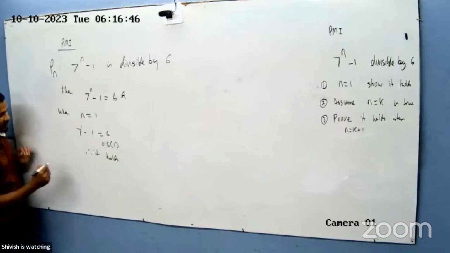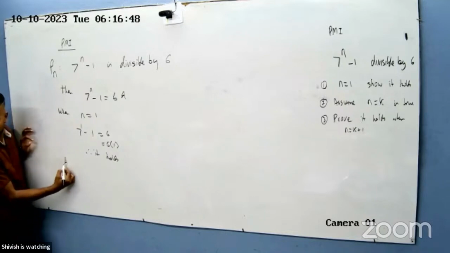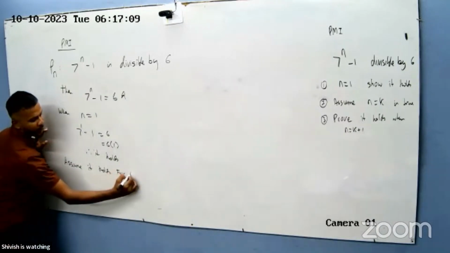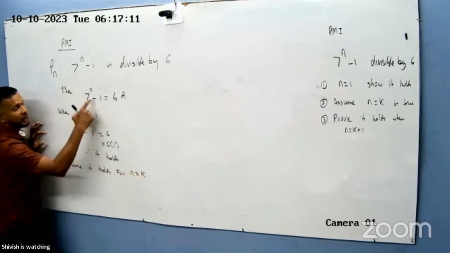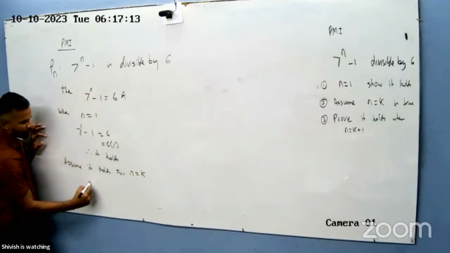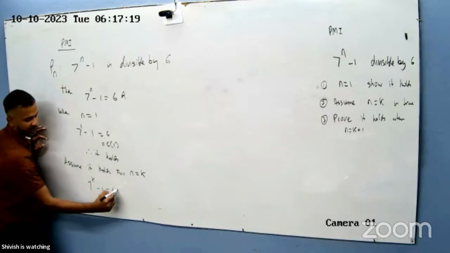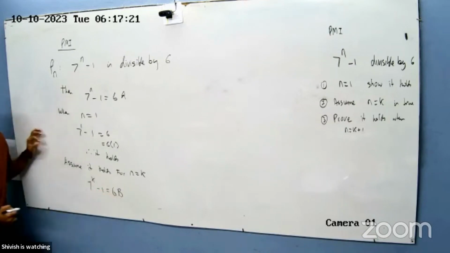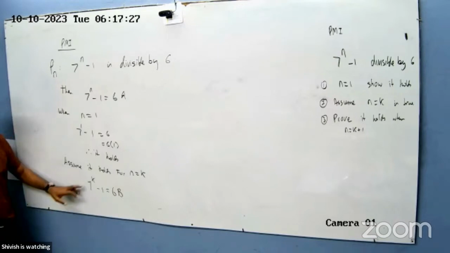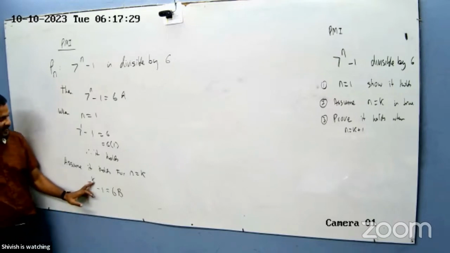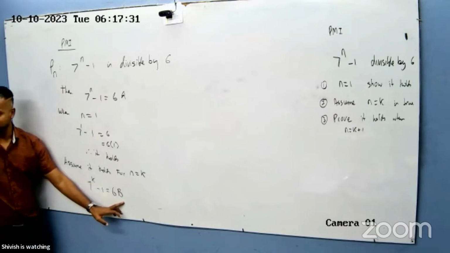Next we're going to assume it holds for n equal to k. So instead of writing n, we're going to write 7 to the k minus 1. This has to be divisible, so let's put 6 and let's change the letter, that's a different value. So 7 to the k minus 1 is equal to 6b.